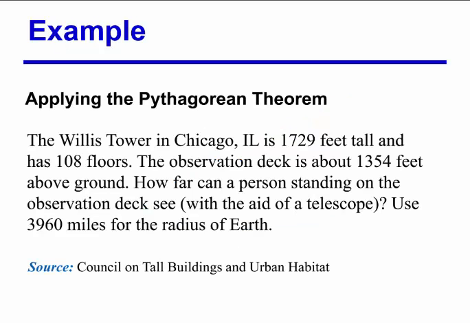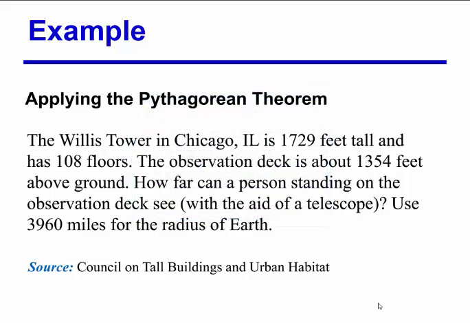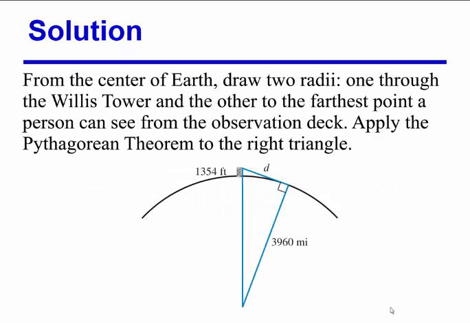So the Willis Tower in Chicago, Illinois is 1,729 feet tall and has 108 floors. Its observation deck is about 1,354 feet above ground. How far can a person standing on the observation deck see with the aid of a telescope? So we're going to go ahead and use 3,960 miles for the radius of the Earth. So here we have this information. From the center of the Earth, we're going to draw two radii, one through the Willis Tower and the other through the farthest point a person can see from the observation deck.